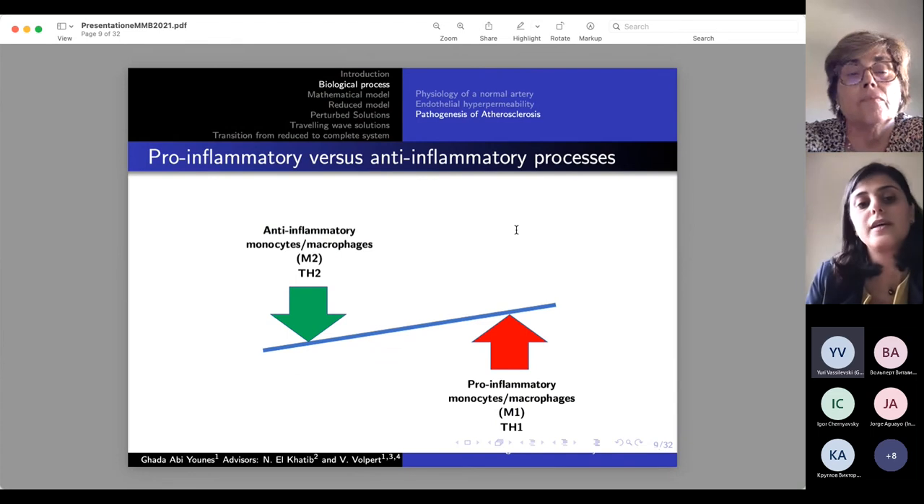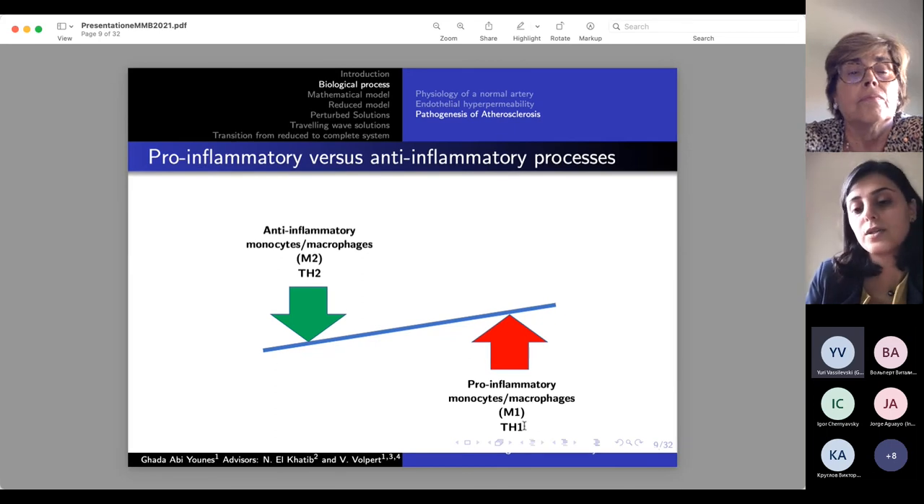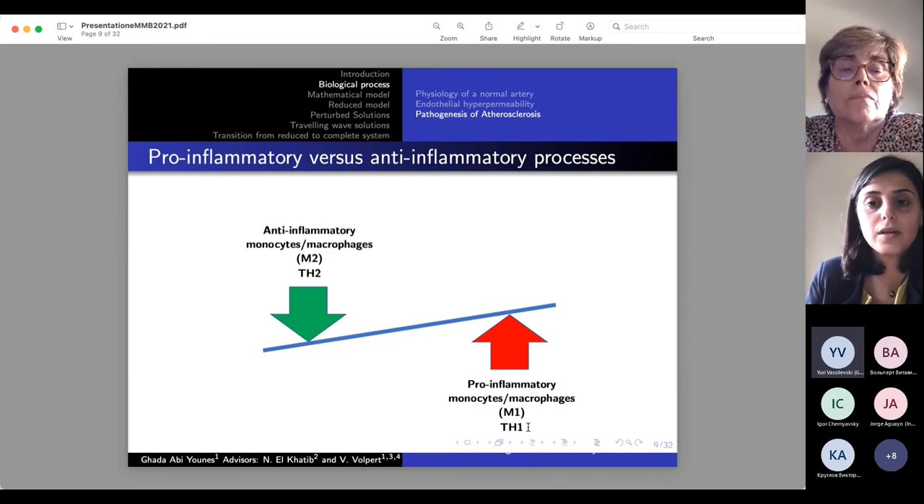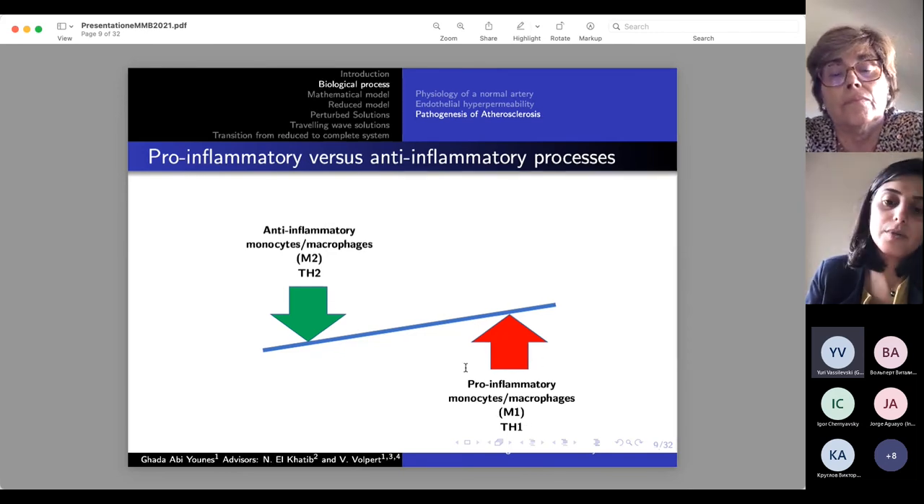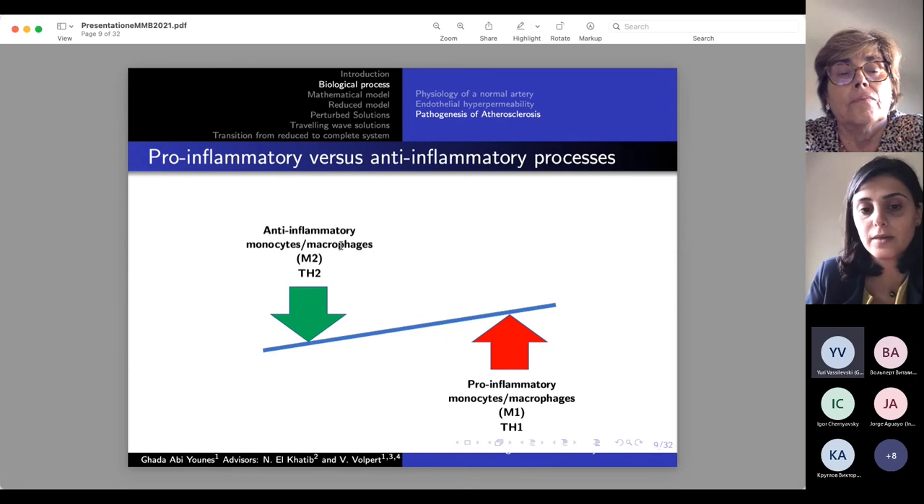Studies have shown that, in atherosclerosis, there are two different processes, the pro-inflammatory process and the anti-inflammatory one. The pro-inflammatory process is mediated by the M1 monocytes and macrophages with the affiliation of T helper cells of subtype 1. Their role is to support the inflammation. On the other hand, the anti-inflammatory process is mediated by M2 monocytes and macrophages and Th2. Their role is to suppress the ongoing inflammatory responses and facilitate tissue repair.